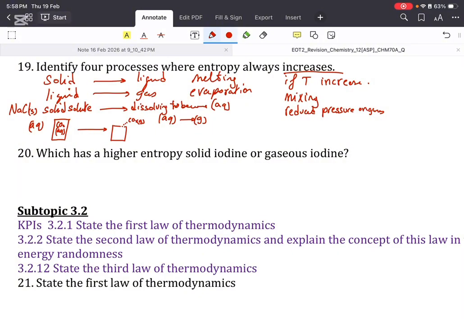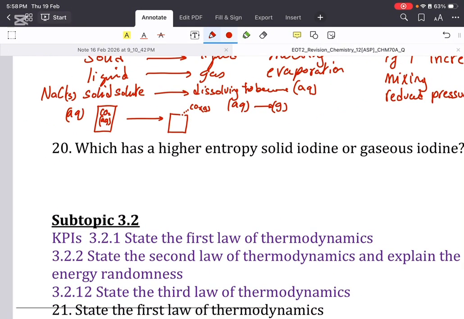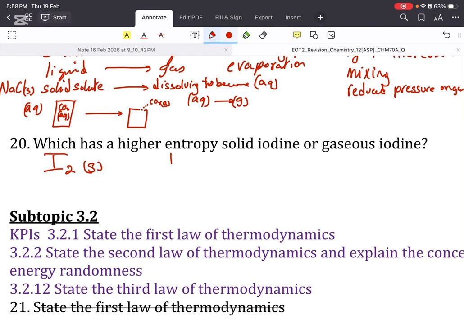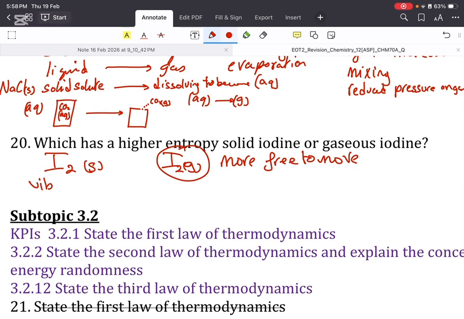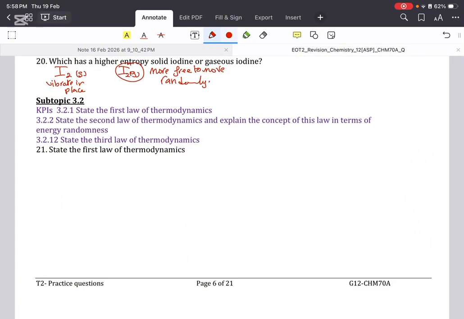Which one has higher entropy, solid iodine or gaseous iodine? Of course, the gaseous iodine, because the molecules in gas are more free to move. In solid, they just vibrate in place. They don't move. Here, they move freely, randomly. So there is more entropy.